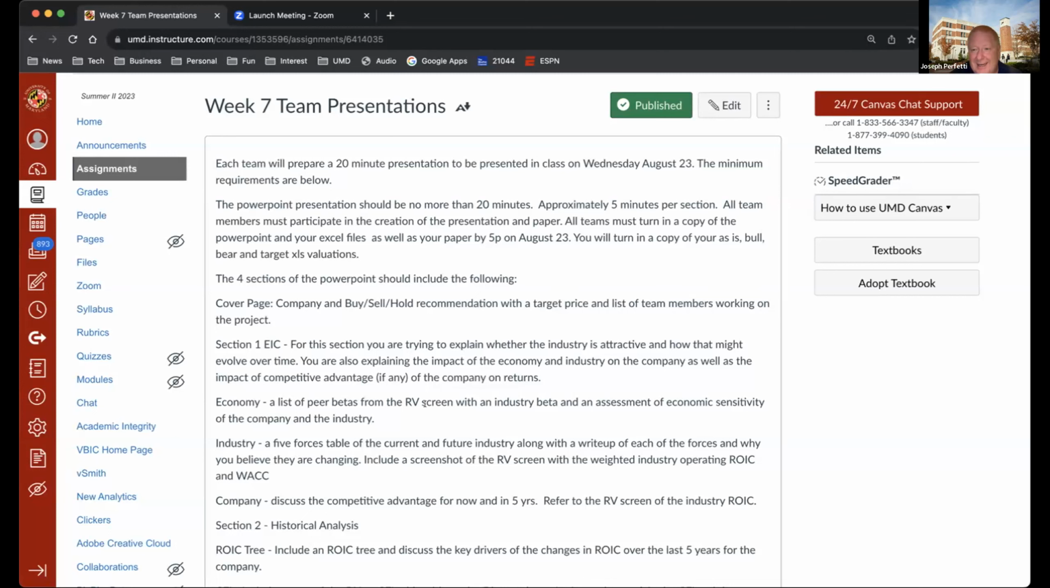Okay, so you can't have the EIC people talking about the future five forces being miserable for the industry, and then your DCF valuation looking like the bull is your target, talking about all the sunny skies ahead for the company. That's just not going to sync up. So there should be a storyline that goes across these four parts of the presentation, and you should not contradict each other across the sections. So I will be looking at consistency of data as I'm listening to your presentation.